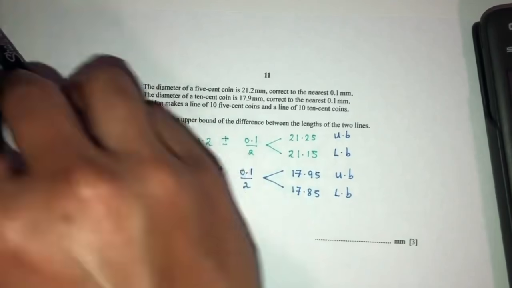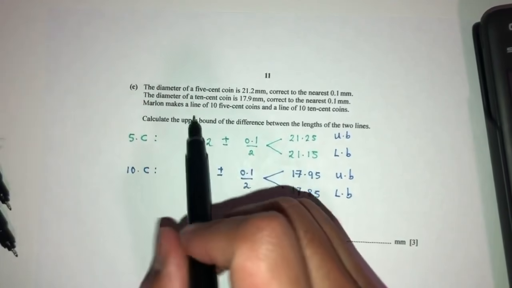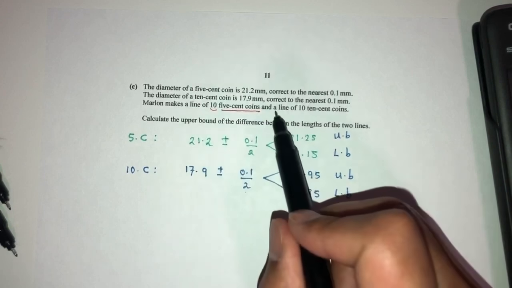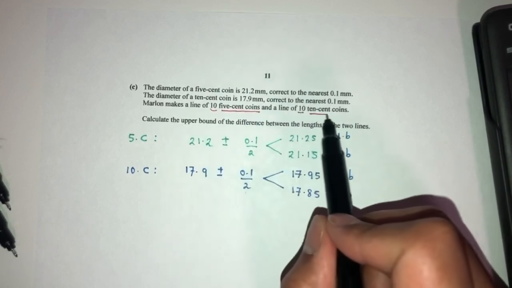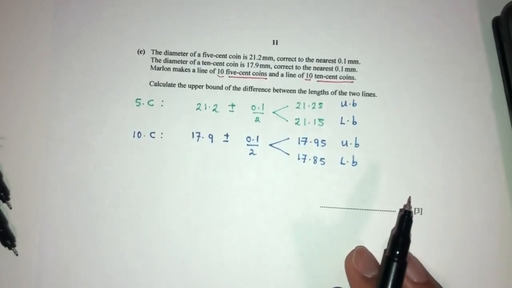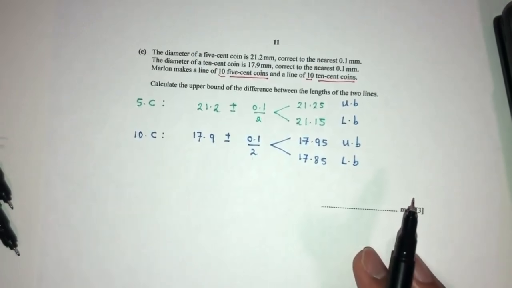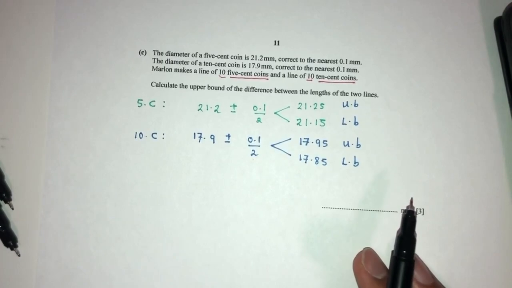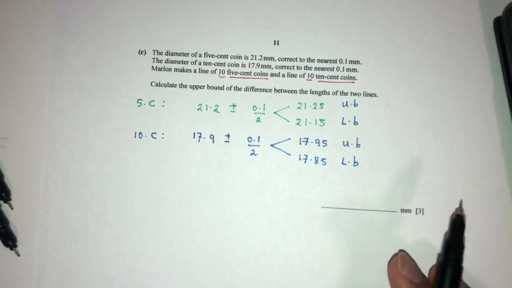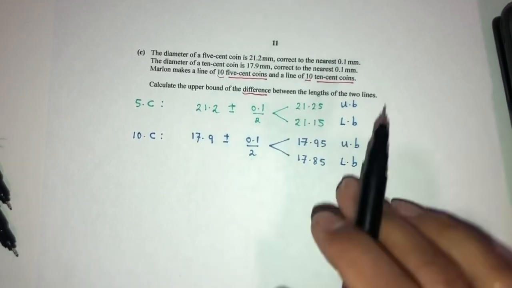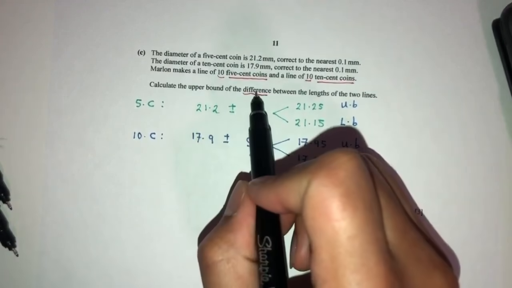Now let's go to the question. Marlon makes a line of 10 5-cent coins and a line of 10 10-cent coins. Okay, that's something interesting to do, but let's see what's up. Calculate the upper bound of the difference between the length of the two lines. So we have these two lengths now, we have to find the difference. So how do you find the upper bound for difference?